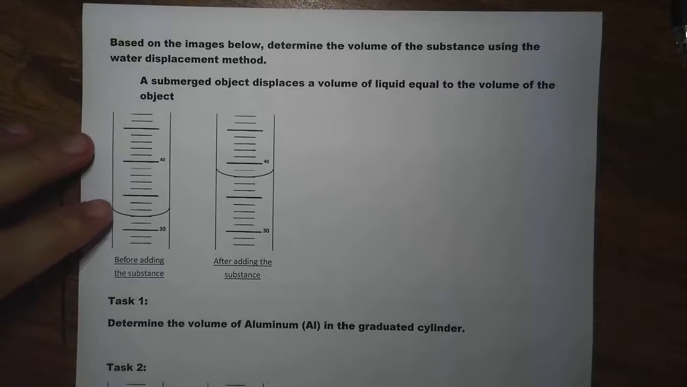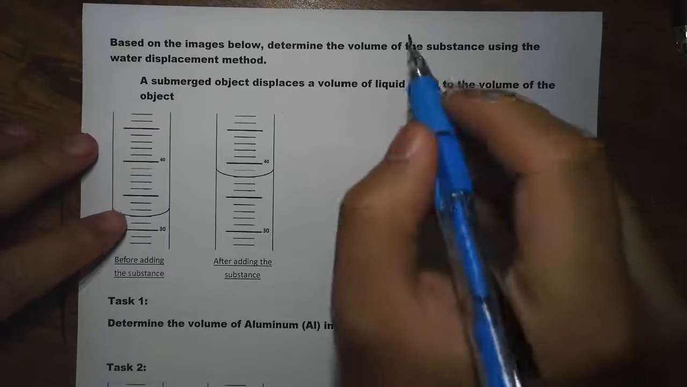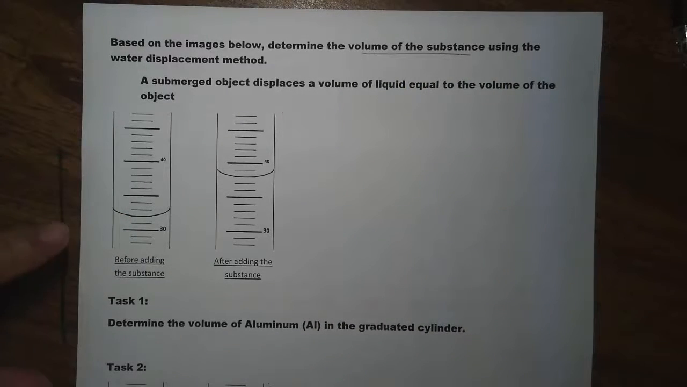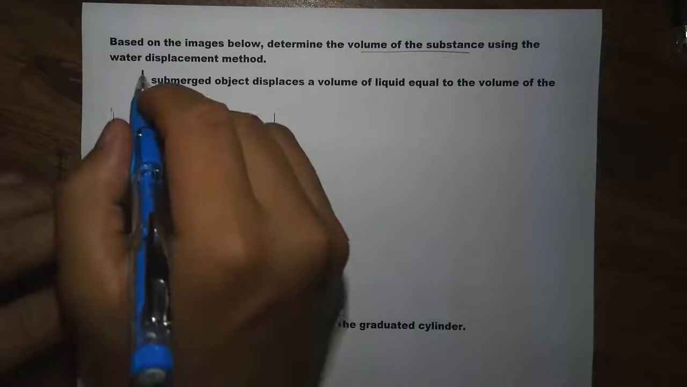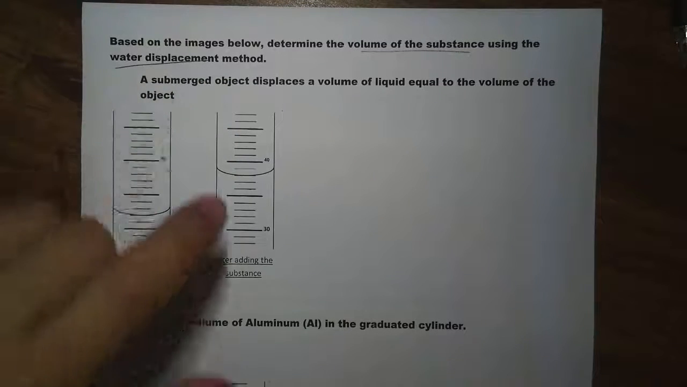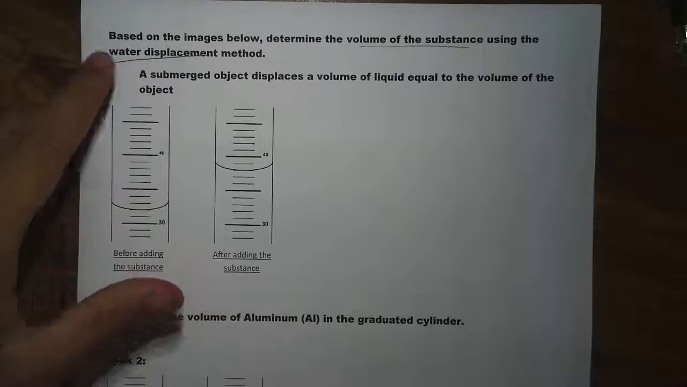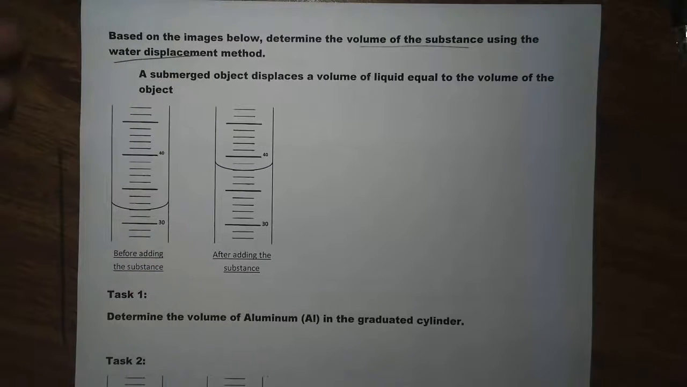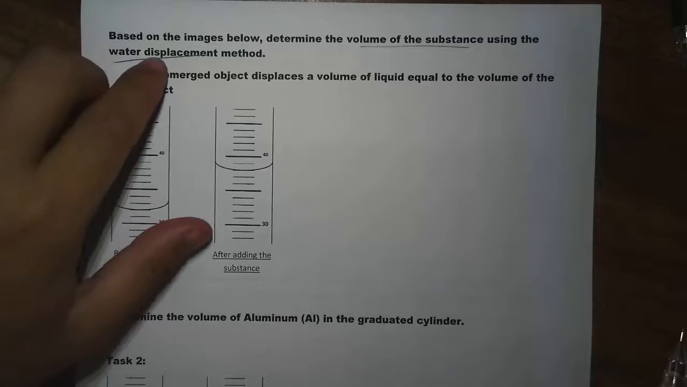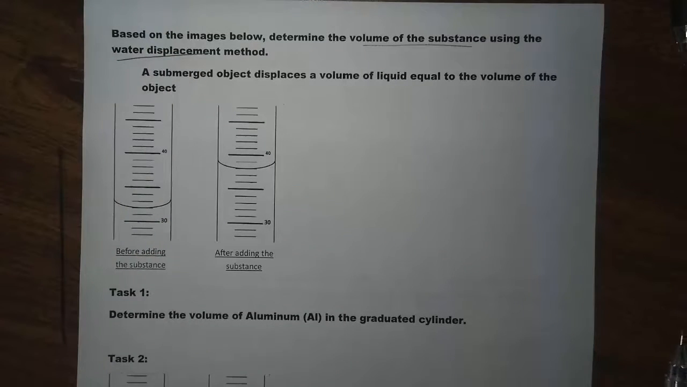In this lesson, we are going to learn how to determine the volume of a substance using the method called water displacement. Now let's look at the name of the method. It's water. Of course we are using water because water is very stable, not corrosive, and safe. And displacement, think of the word displacement.